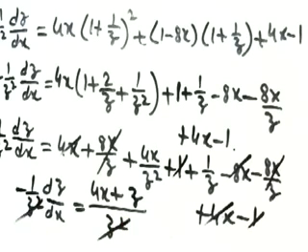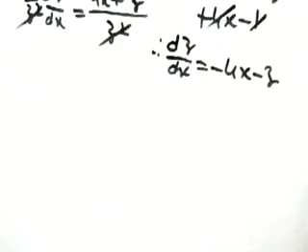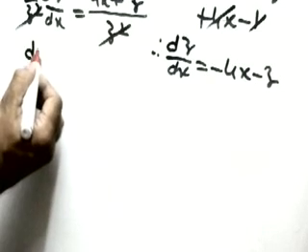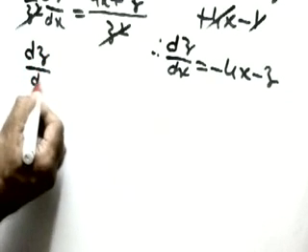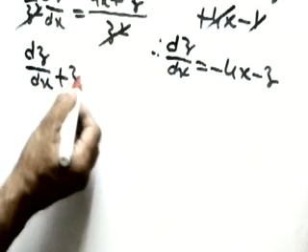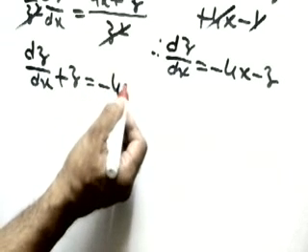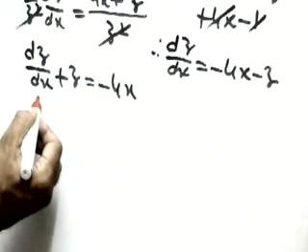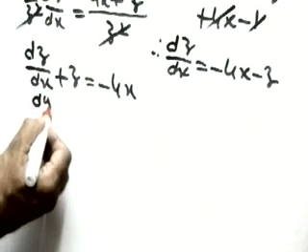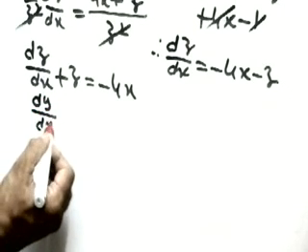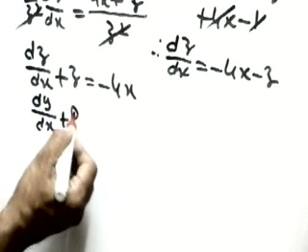Now we cancel this one, z square will get cancelled. Now I am bringing minus here. So what is left here? dz by dx equals minus 4x minus z. No, sorry, minus z. So let me bring z here. If you bring z here, it will be dz by dx plus z equals minus 4x. Now compare with the linear equation. It is reduced to a linear equation. What is a linear equation?